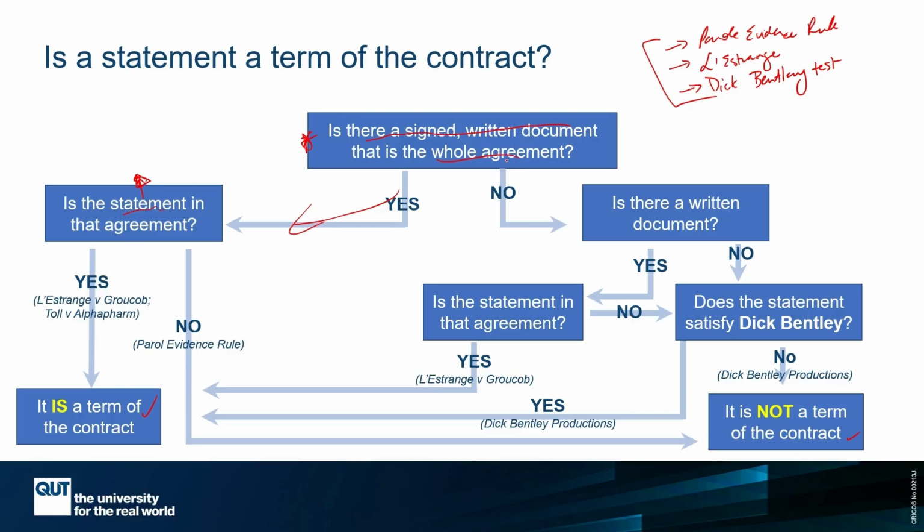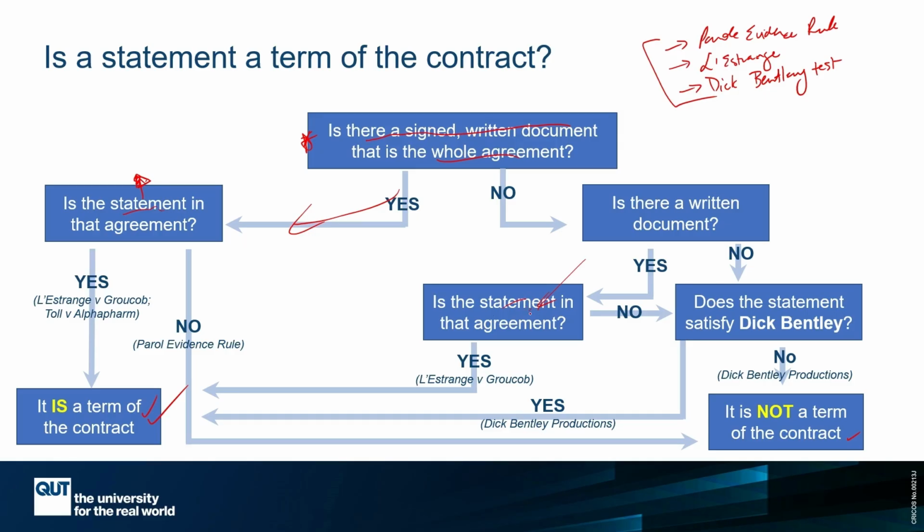The more difficult issues arise where we don't have a signed written document that is the whole of the agreement. Then we've got to ask, is there any written documentation? Are there any emails? Is there a partially written document? Is there a napkin with something written on it? If the answer is yes, and if that statement is in the written document, then L'Estrange says it's a term of the contract because it's written in. So, again, the importance of getting the terms that you're after into written documents comes through clearly.